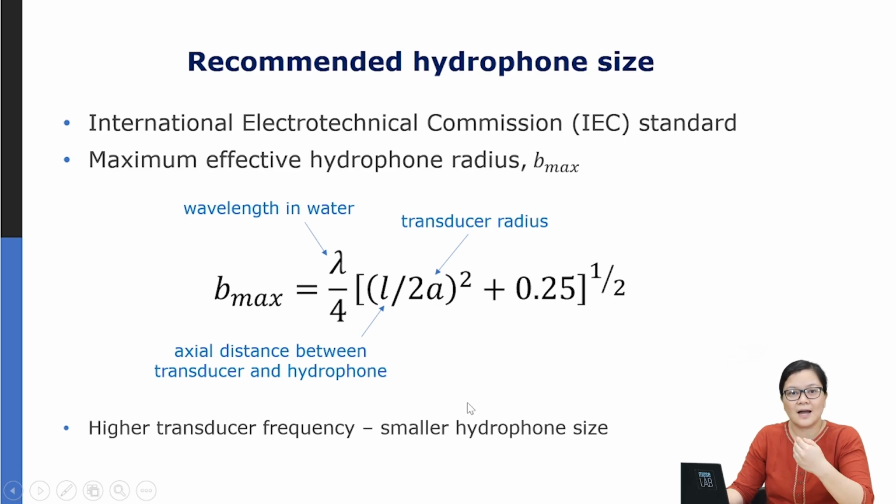And as we know, as higher transducer frequencies are being used, you would need a smaller hydrophone size, so a smaller aperture, to be able to detect the transducer beam signal with good resolution.